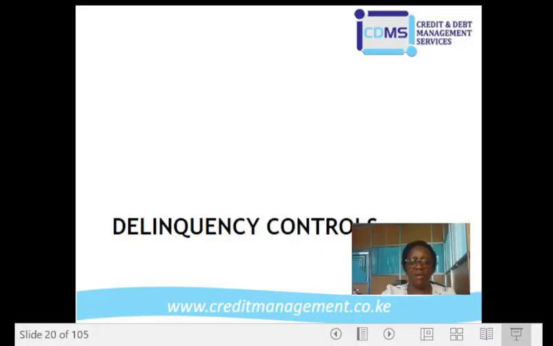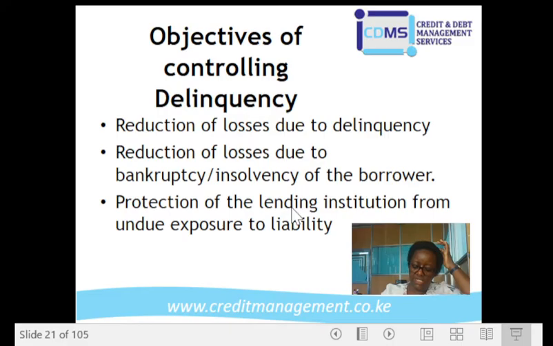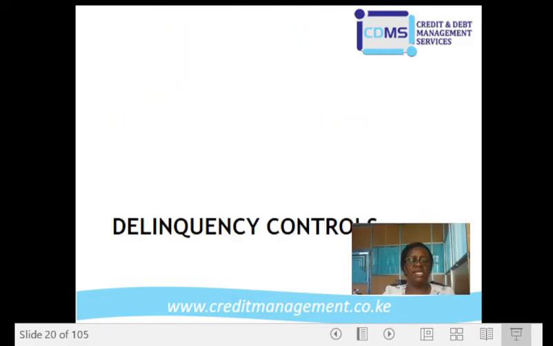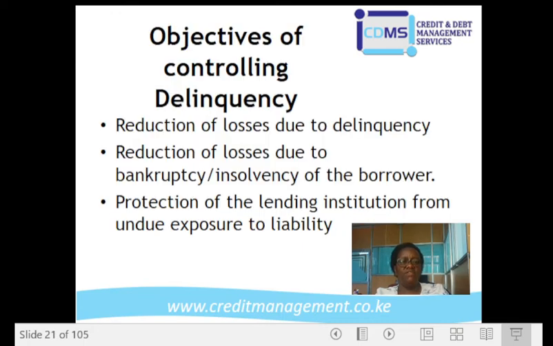Allow us to go to our next session. In this one, we are talking about delinquency controls. What controls can we put in place to manage or control delinquencies? The very first thing is why we want to control delinquency. The objective of controlling delinquency in an institution is basically to reduce losses. Whatever measures you can take to reduce causes of delinquency are what we are calling controls. So the objective of delinquency controls is to reduce losses due to delinquency.